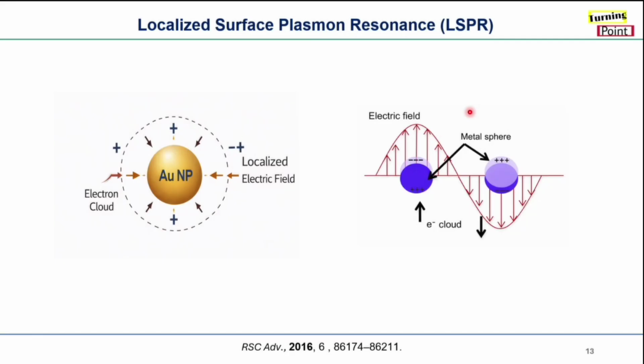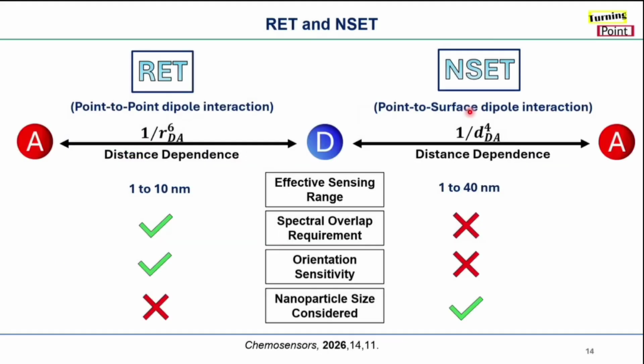So as we have seen in the previous slides, we can clearly say that nanosurface energy transfer is somehow better than resonance energy transfer. Resonance energy transfer happens through dipole-dipole interaction, whereas nanosurface energy transfer is a dipole to metal surface interaction. As a consequence of the 1 over R^6 distance dependency, the sensing is limited to 10 nanometers. But nanosurface energy transfer will sense up to 40 nanometers.